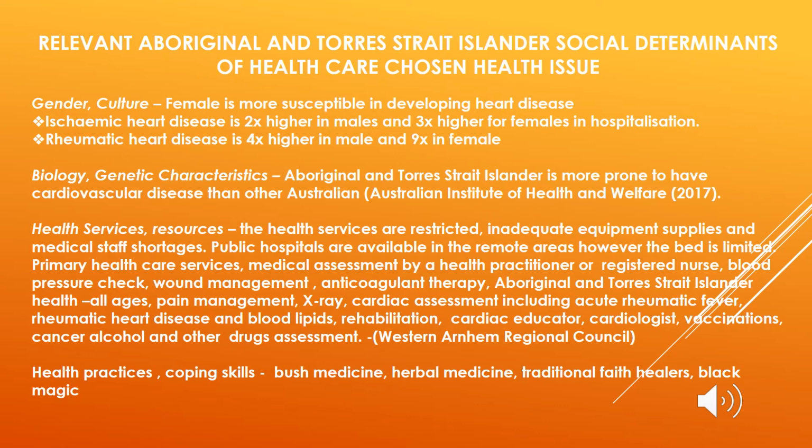A second determinant is biology and genetic characteristics. Aboriginal and Torres Strait Islander people are more prone to cardiovascular disease than other Australians. Third, health services resources. The health services that are available in remote areas are restricted. Inadequate supplies and medical shortages affect the views of Aboriginal and Torres Strait Islander people towards health. Public hospitals are available in remote areas, however, the beds are very limited.